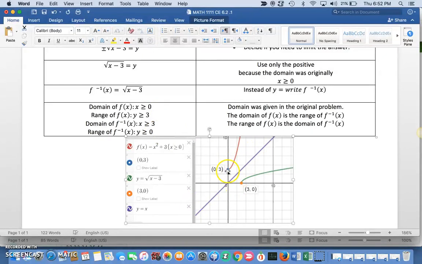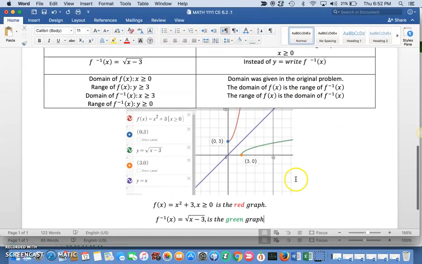Here you've got both graphed. Right here in the red is f of x, and the green is the inverse. And this line is y equals x. And a function and its inverse are supposed to be symmetric to the line y equals x. And as you see, the point 0, 3 and the point 3, 0.